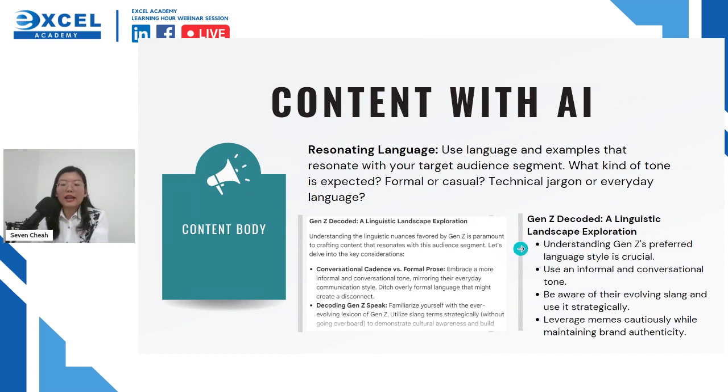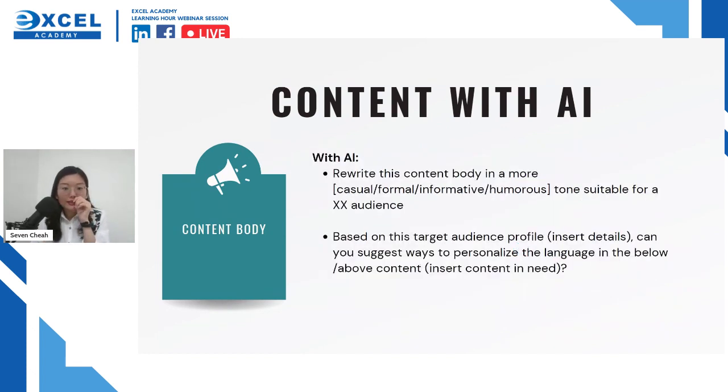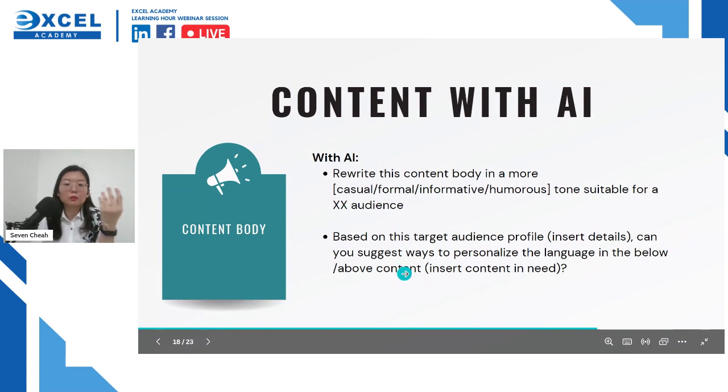And if you don't really know how to decide your language, ask the AI also. You can ask, hey, can you rewrite this in a certain format or certain tone? If you really like certain celebrities' ways of writing, you can ask it to write in that celebrity's style. Okay, so suitable to whatever audience you sent to the AI before. Or you can ask, based on this audience profile, you can insert the detail if you haven't, can you suggest ways to personalize the language in the content below or above? You can insert the content also.